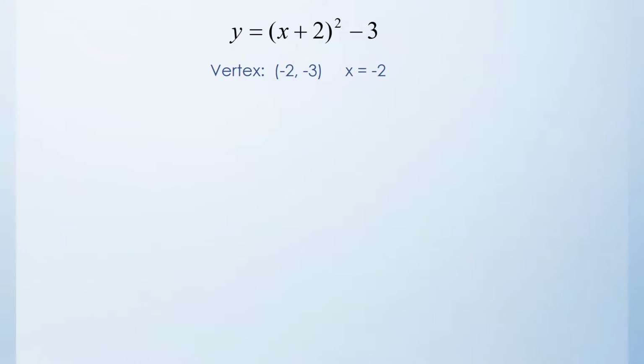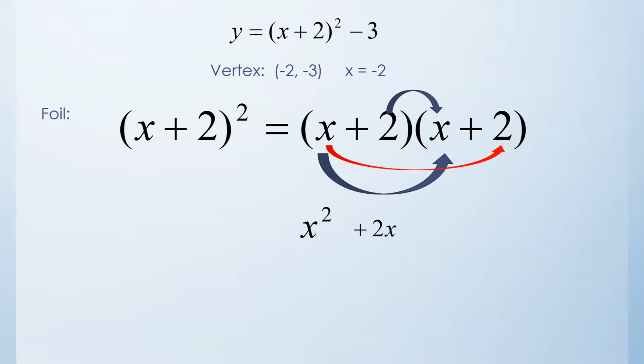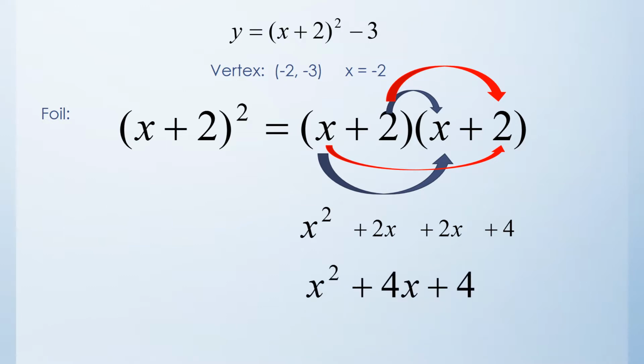Now, the first step is to FOIL x plus 2 squared. Remember, x plus 2 squared can be written as x plus 2 times x plus 2. Recall from previous math, or if you are familiar with the box, use the box: x times x, and then x times 2, and then 2 times x, and then 2 times 2. We combine like terms and get x squared plus 4x plus 4.